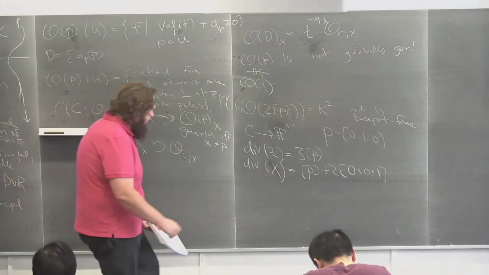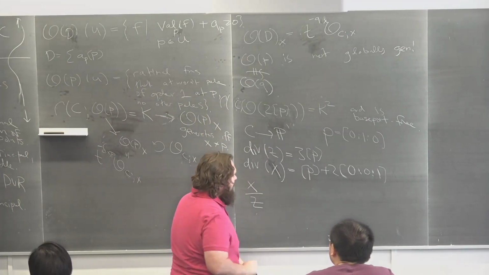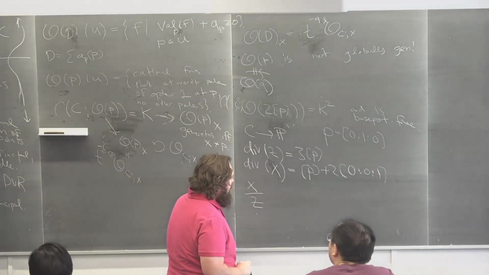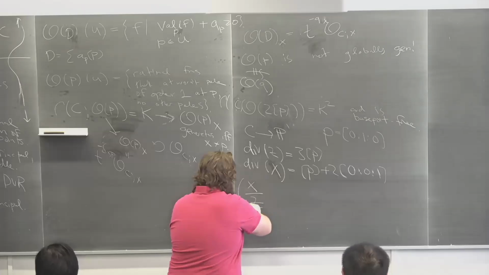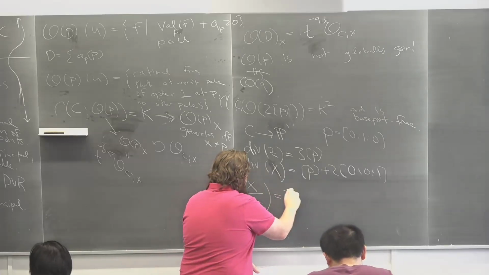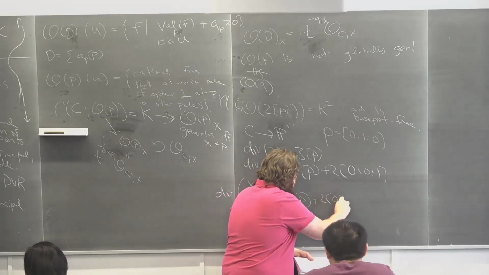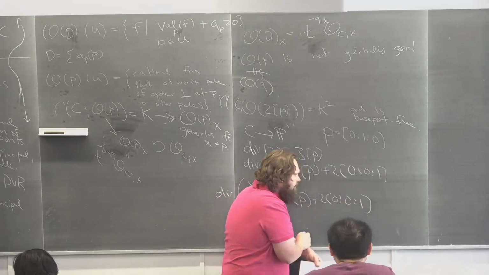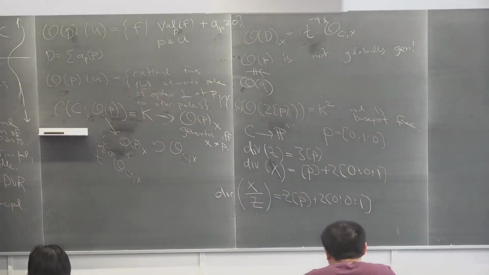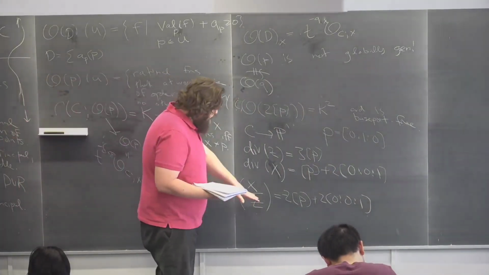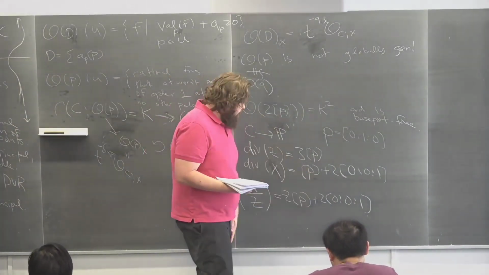All right, so this tells me that when I look at x divided by z, that's a rational function, and its divisor is minus 2p plus 2, 0, 0, 1. And of course, this would have worked with any function that vanishes to order 1 here.